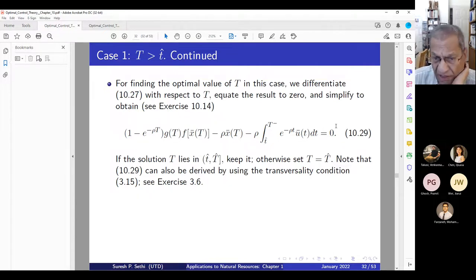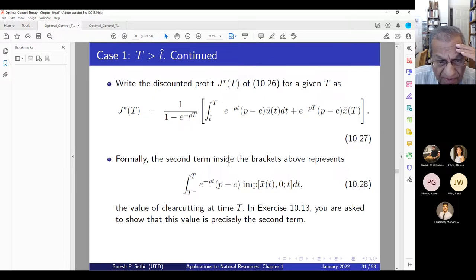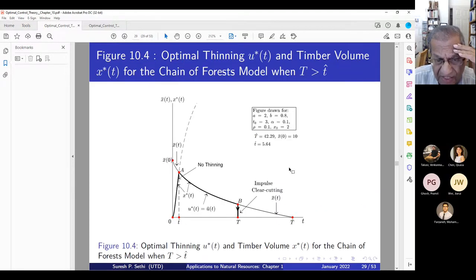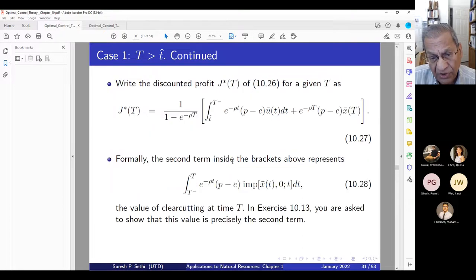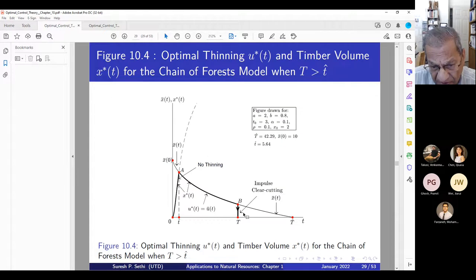This is one equation in t. You can solve it mathematically or numerically. We already know what big t hat is, and so we can figure out whether this t is in this interval or not. If the solution lies in this interval, we keep it. If it doesn't, then we set t equal to t hat, because what else can you do? If it is not in that interval, it's after t hat, which means the solution is telling you either this is optimal or this is optimal. Because if the t is here, then you can only go up to t hat, and that's your boundary optimum.